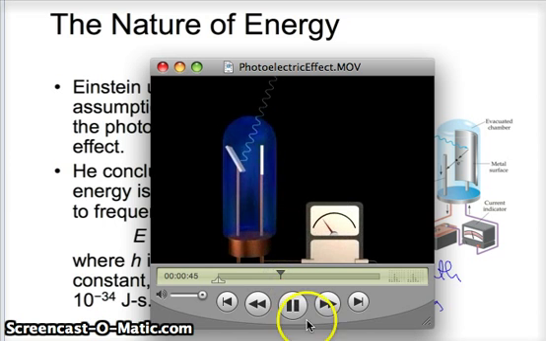When light at shorter wavelength strikes the surface, electrons are emitted and are drawn to the anode. Thus, a current is seen to flow. Einstein proposed that the photons of shorter wavelength light impart sufficient energy to the electrons to enable them to escape from the metal.